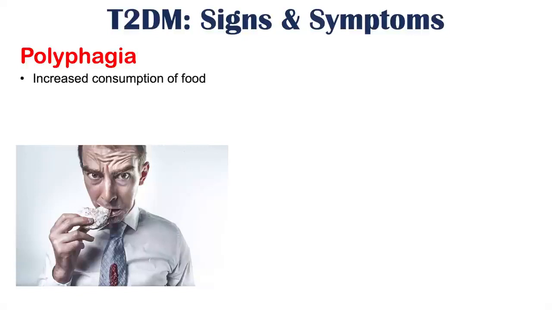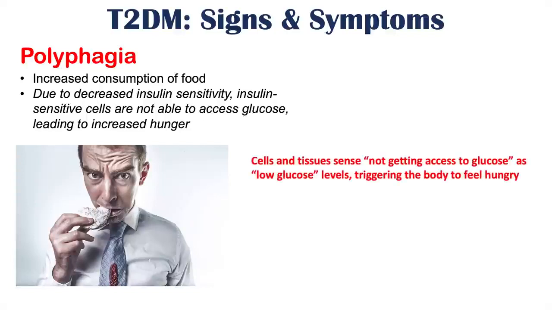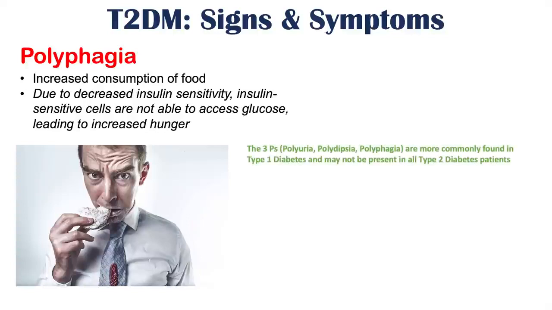Now, another symptom that can occur in type 2 diabetes is polyphagia. Polyphagia is increased consumption of food. This is due to decreased insulin sensitivity. When there's decreased insulin sensitivity or insulin resistance, insulin-sensitive cells are not able to access that glucose. They're not able to use that glucose for energy production. So it makes those cells and parts of the body feel more hungry, leading to increased hunger. So we can see polyphagia also occurring in type 2 diabetes. And an easy way to remember those three symptoms is the 3 Ps: polyuria, polydipsia, and polyphagia.